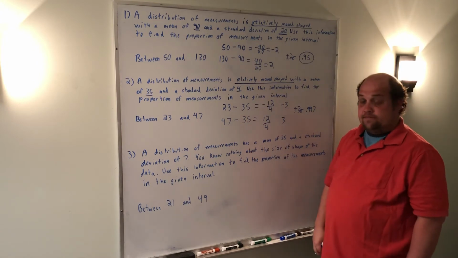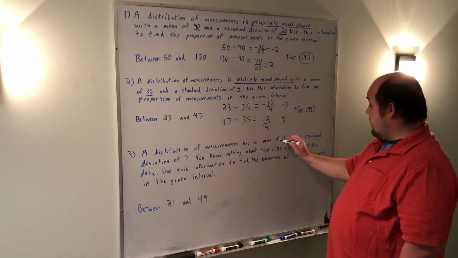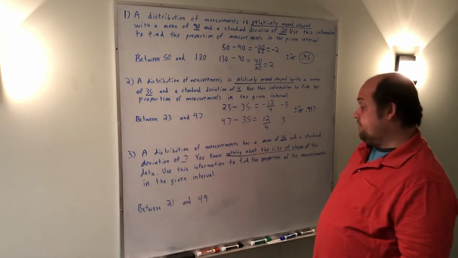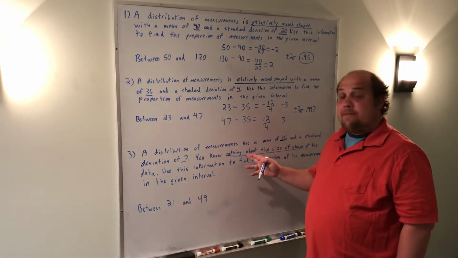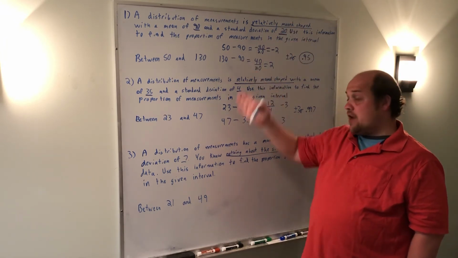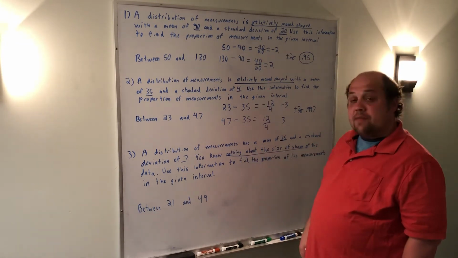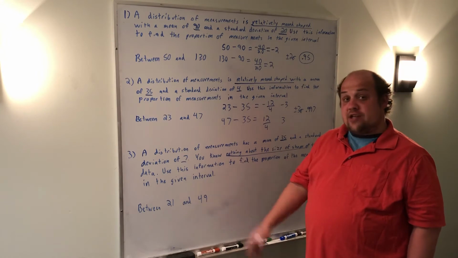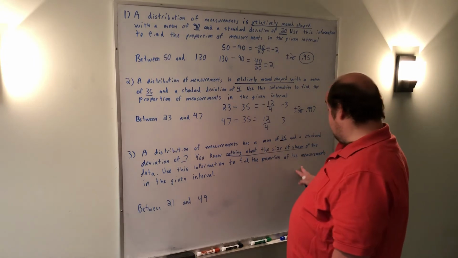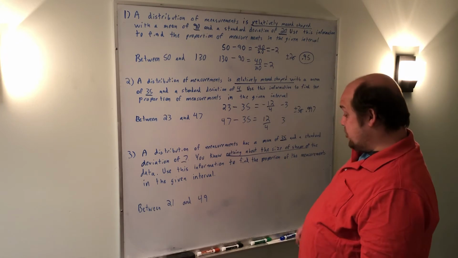When I look at number 3, a distribution of measurements has a mean of 35 and a standard deviation of 7. You know nothing about the size or shape. This nothing about the size or shape is in contrast to when we knew it was relatively mound-shaped. Relatively mound-shaped, we're in column 1, we're using the empirical rule. Nothing about the size or shape of the distribution, unknown distribution, that's when we use Chebyshev's rule. Before we can apply Chebyshev's rule, looking in the second column, we're going to need to figure out how many standard deviations we moved in each direction.